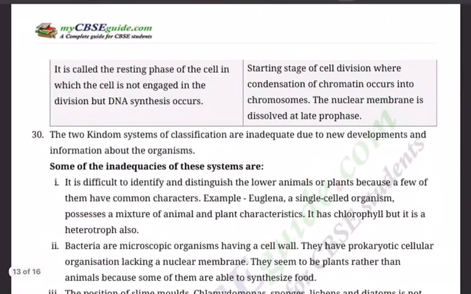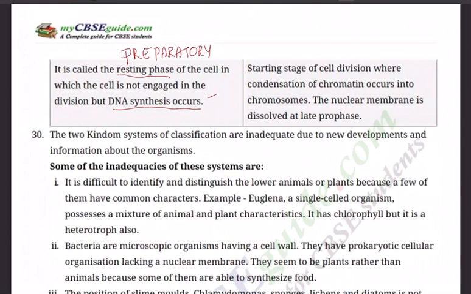Next, second one, interphase and prophase. Interphase is called the resting phase, but I don't like to use this word resting phase. Instead, I prefer to use preparatory phase. Just like from 14th onwards you have your 11th class final exams, and from the last 1 month you are preparing for your annual exam. So it's something like that. We don't call it resting, instead we call it the preparatory phase of the cell, in which the cell is not engaged in division, but DNA synthesis takes place. So that's why I prefer to call it the preparatory phase rather than the resting phase.